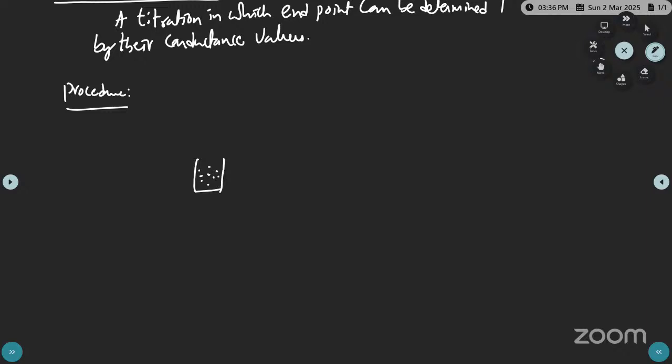So take the HCl solution in a small beaker, and this is the HCl solution. To this, dip one conductivity cell like this, and this conductivity cell is connected to the conductometer. In the conductometer one display is there, and there we can observe the conductance of the solution.